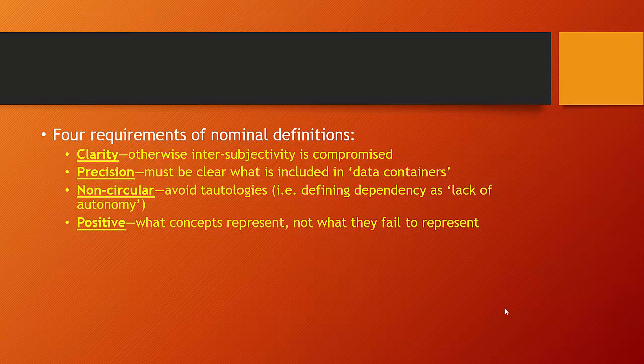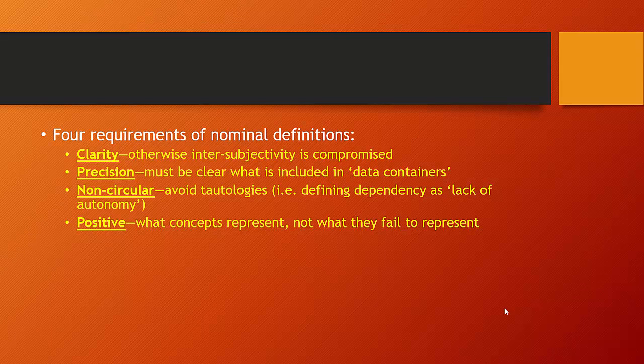The first, clarity, suggests that all of our concepts must be clearly defined, otherwise we're compromising intersubjectivity. Second, precision. We need to define concepts precisely if they're to serve as data containers, and it must be clear what is to be included and what is to be excluded from each of the data containers.